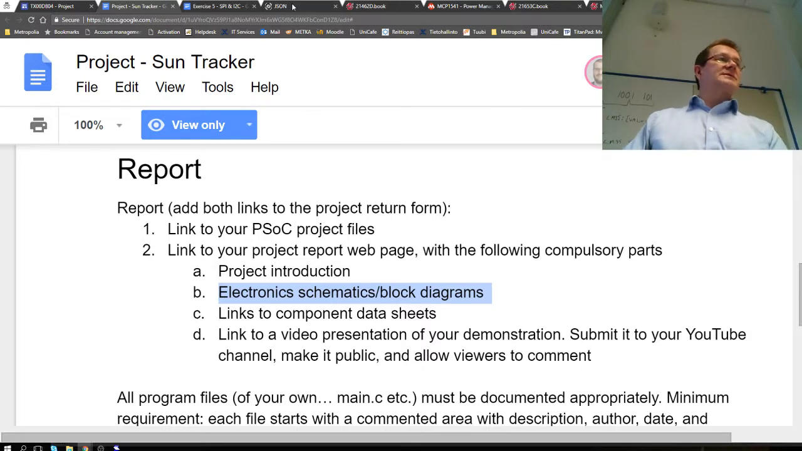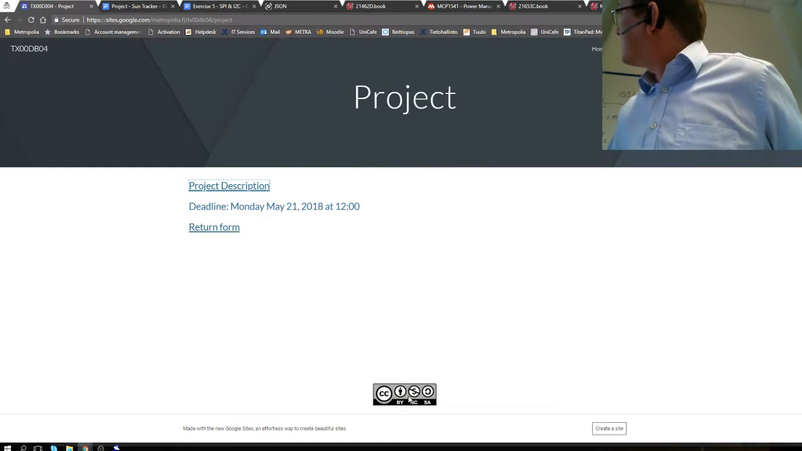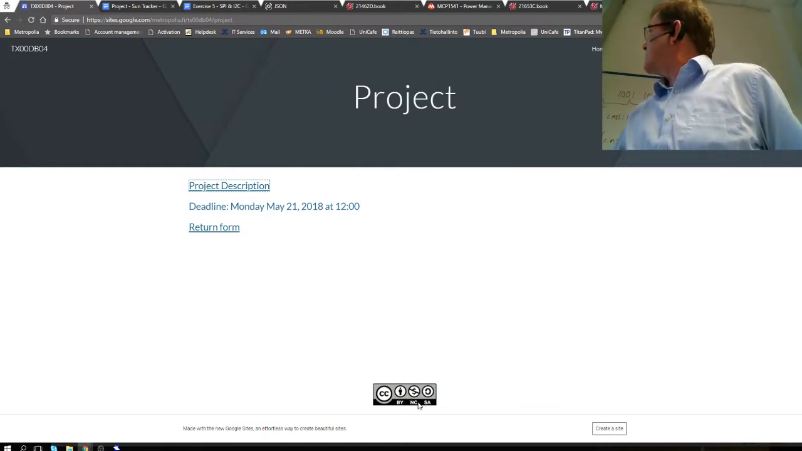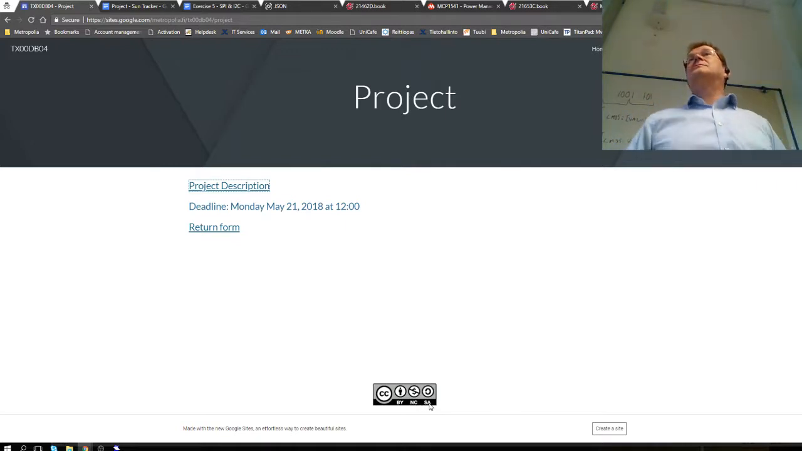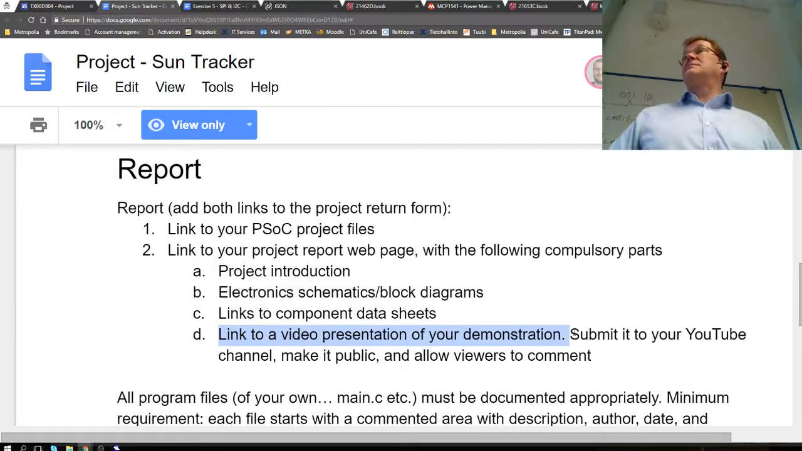So my course actually has this Creative Commons license, attribution, no commercial use and share alike. So I recommend you also to contribute that way. So electronic schematics, then links to component data sheets, and a link to a video presentation of your demonstration.